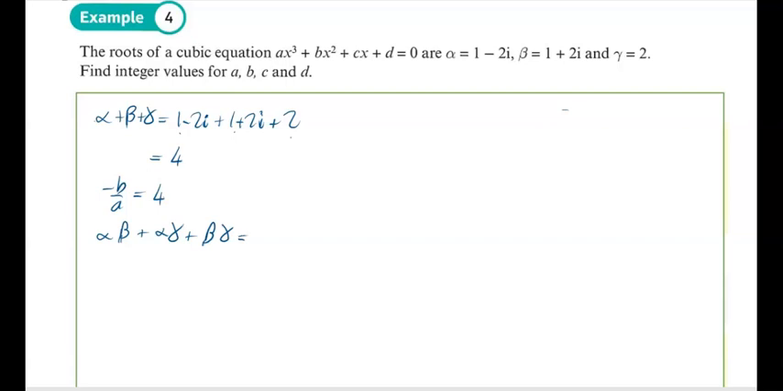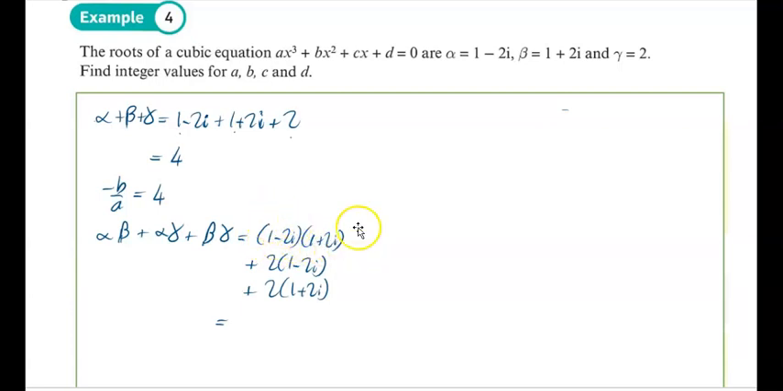So my alpha times my beta is going to be 1 minus 2i, 1 plus 2i, and then I'll go underneath there. I know it's a bit weird to do this. Then my alpha times my gamma will be 2 times 1 minus 2i, and my beta times my gamma is 2 times 1 plus 2i. Show your working out well here, and it will stand you in good stead for later on, and you'll see why. So the first one is 1 minus 2i upon 1 plus 2i.